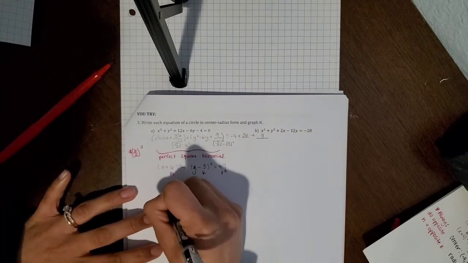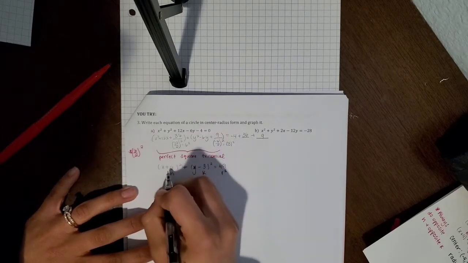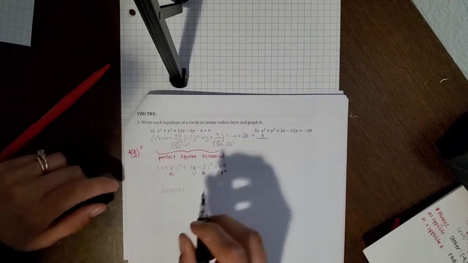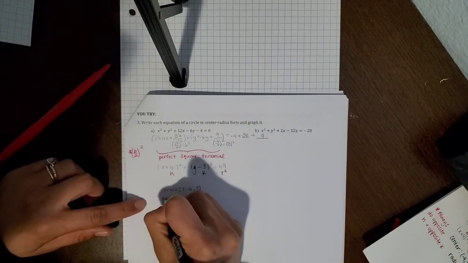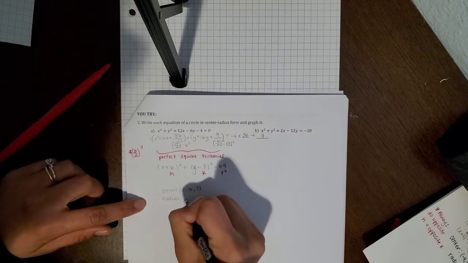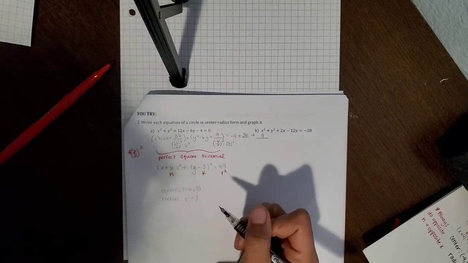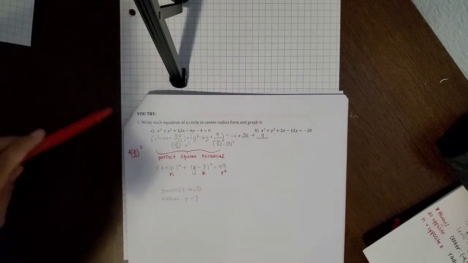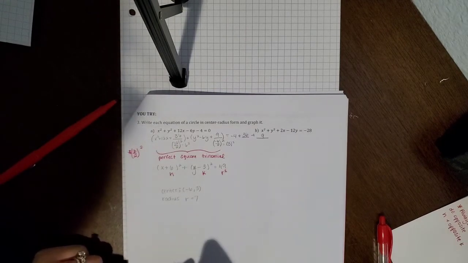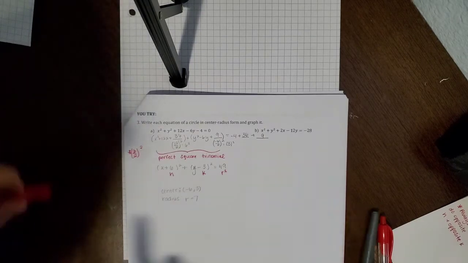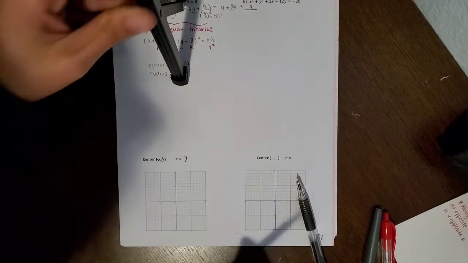So my center is, remember, always do opposite h, opposite k. So it's negative 6, positive 3. And my radius is just r. Square root of 49 is 7. So from here, let me write this down here. My r is 7. My center is negative 6, 3. And now my last step is going to be to graph it.